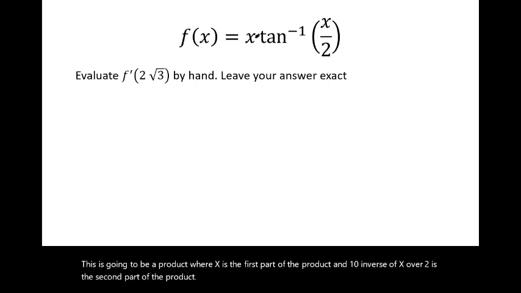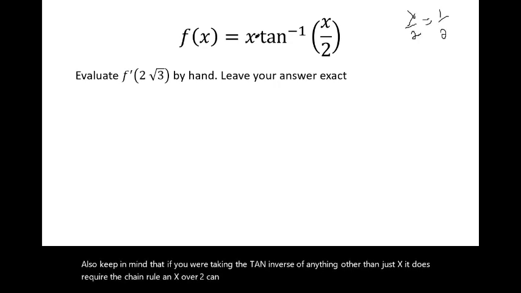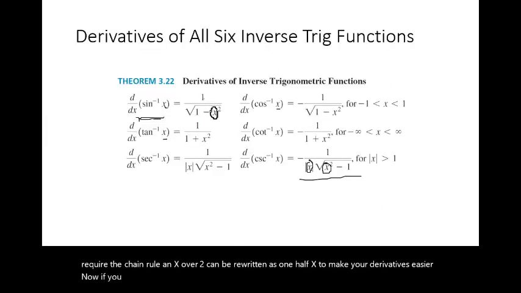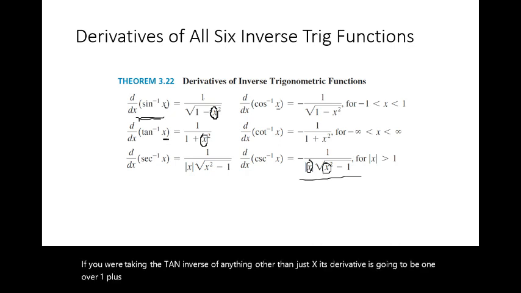Also, keep in mind that if you are taking the tan inverse of anything other than just x, it does require the chain rule. And x over 2 can be rewritten as 1/2 x to make your derivatives easier. Now, if you take a look at the derivative of tan inverse of just x, it is going to be 1 over 1 plus x squared. If you are taking the tan inverse of anything other than just x, its derivative is going to be 1 over 1 plus the inside left alone squared. So this will be the overall structure for the derivative of the outside function, except right there where that x is, you will have the inside left alone.